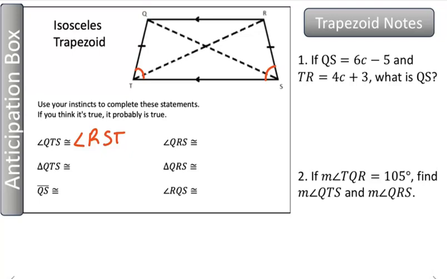All right. Triangle QTS is going to be congruent to triangle RST. Well, using the reflexive property, we can say that TS is congruent to itself. And now if we look at the markings, we have a side angle side. And the reason for that is side angle side.